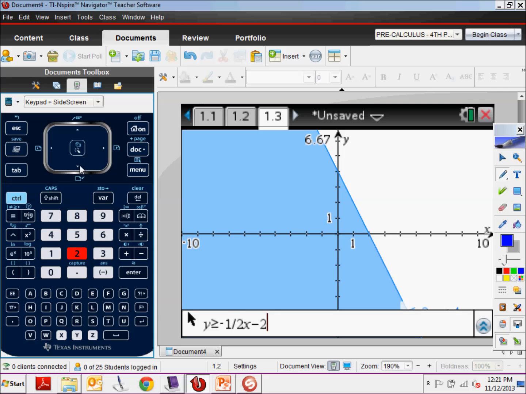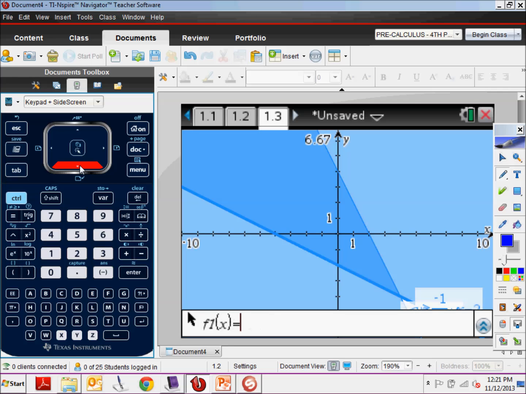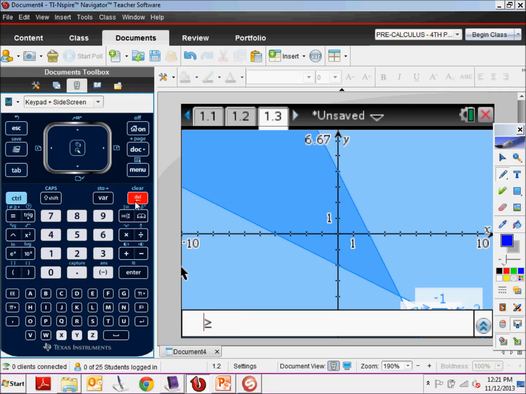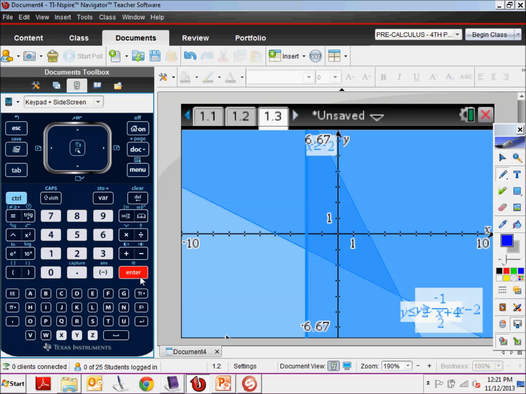I'm going to arrow down again because I have one more function to put in. When I put in this next equation, I'm going to delete it out because it says greater than or equal to. But not only did that change, but the fact that it's not y. It is now an x. So I delete y and I put in x. So x is greater than or equal to -2. I have no more functions to put in, so I'm going to press enter.